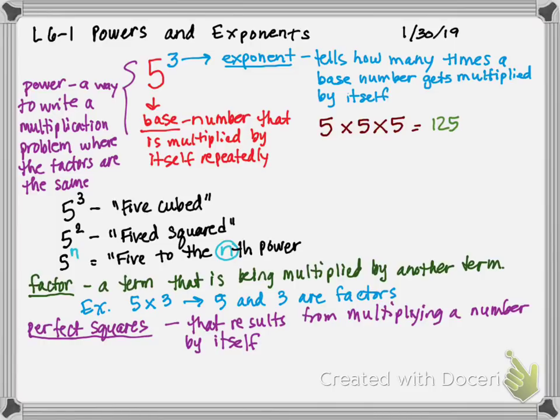So an example of perfect squares, if we had 5 times 5 equals 25, we would say 25 is a perfect square. It's the result of multiplying a number like 5 by itself, okay? So that's perfect squares. All right, I've almost run myself out of room, so I'm going to go to my next screen.